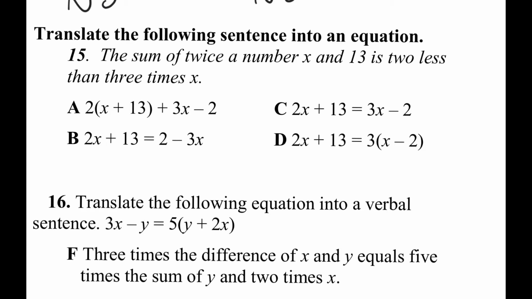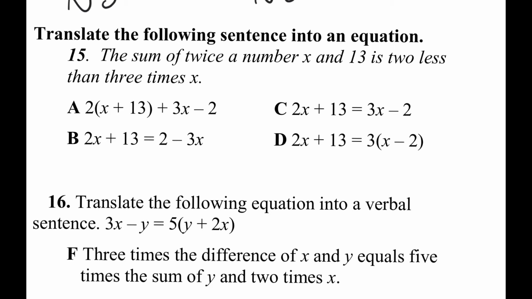Number 15, it says you want to translate. So they give you a sentence. We have the sum of twice a number x and 13 is 2 less than 3 times x. So we have to look for those keywords. We have to understand what it means.